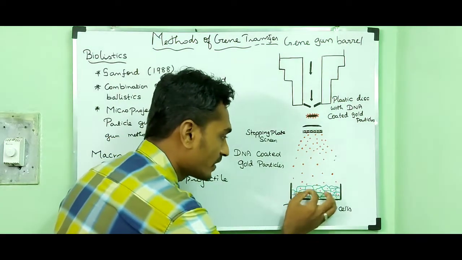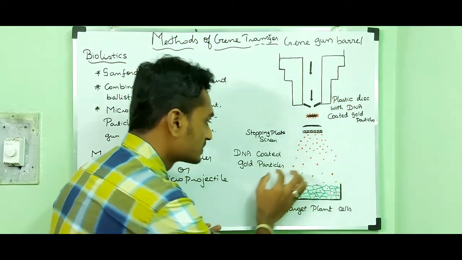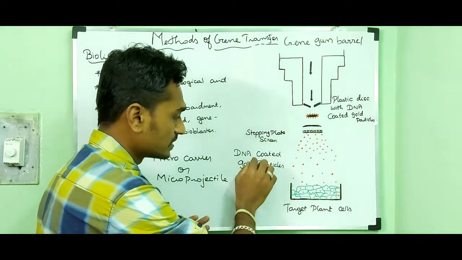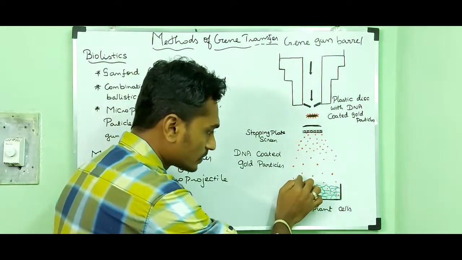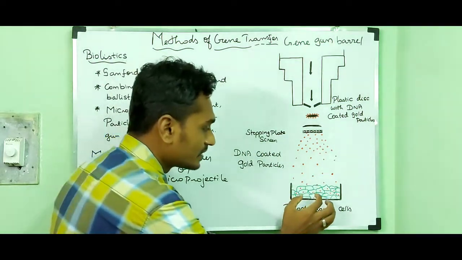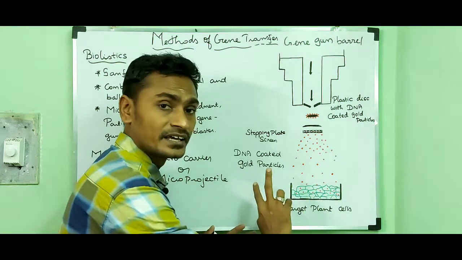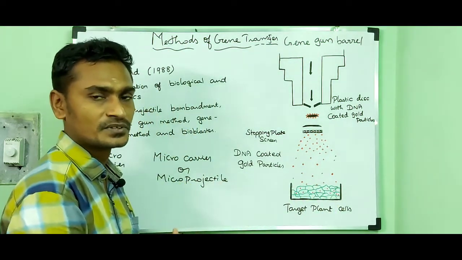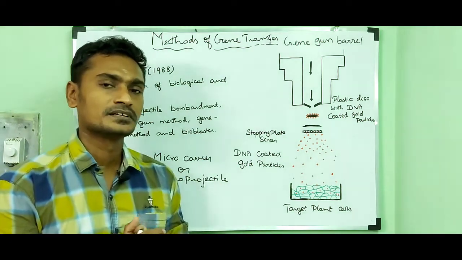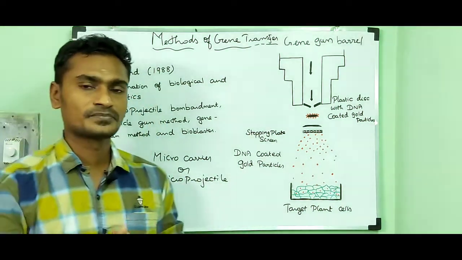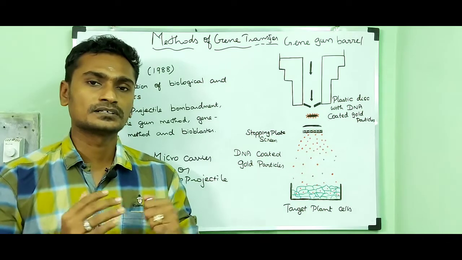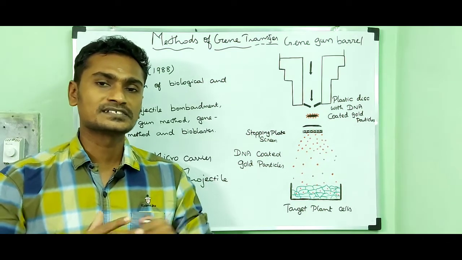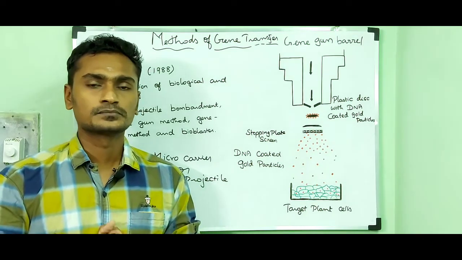So here you can find these DNA particles coated with gold particles. The DNA fragments coated with gold particles enter into the plant cell and integrate with the plant genome. So this is how the biolistic process occurs. So that's all about the biolistic process.